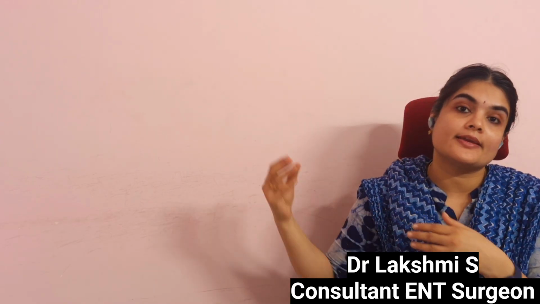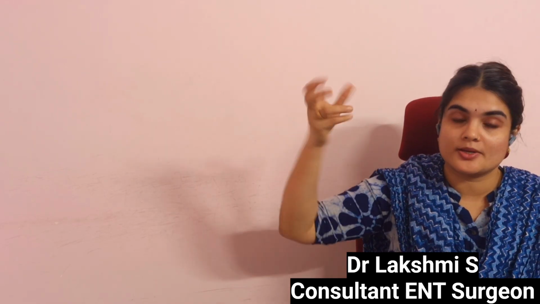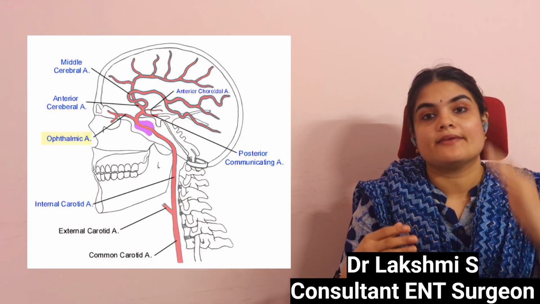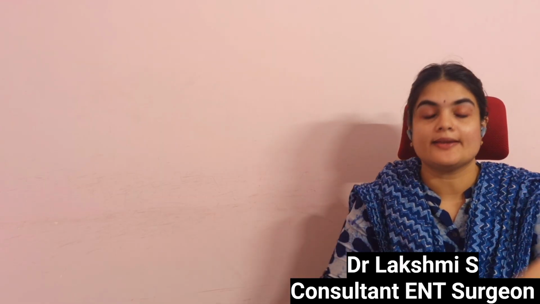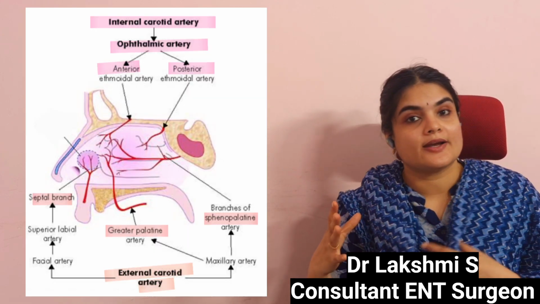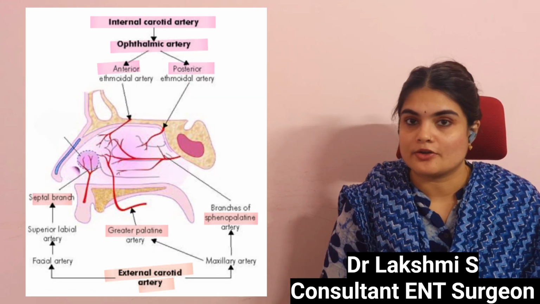Coming to the superior part, the septum is supplied by branches from the internal carotid artery. The internal carotid artery gives its first branch near the skull base only. From the skull base, it gives the ophthalmic artery. From the ophthalmic artery, you have the anterior ethmoid and posterior ethmoid artery. The anterior ethmoid artery supplies the antero-superior part of the septum. The posterior ethmoid artery supplies the postero-superior part of the septum.